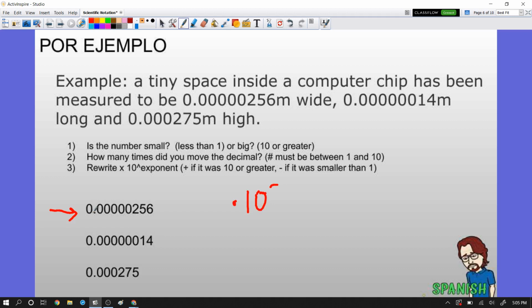Now all you have to do is count how many times you move the decimal point to where it passes the first whole number, okay? So look, 1, 2, 3, 4, 5. There's the first number. Boom, 6. The decimal ended up between the 2 and the 5, so 2.56 times 10 to the negative 6th. Let's take a look at it again. Is this a tiny number? Yeah.